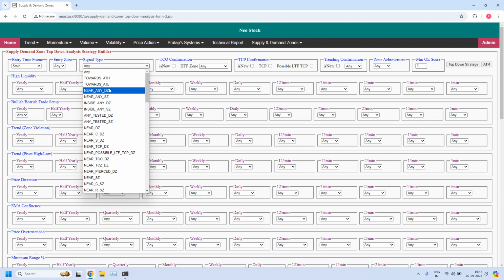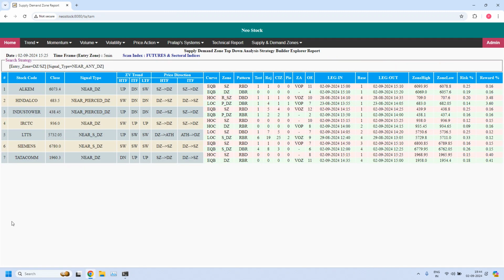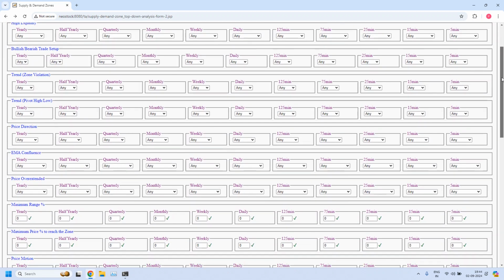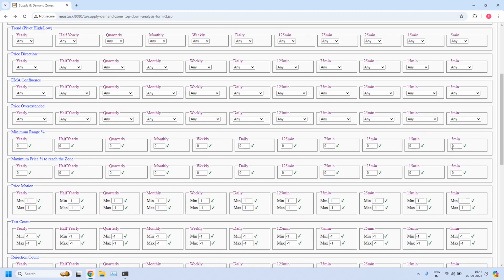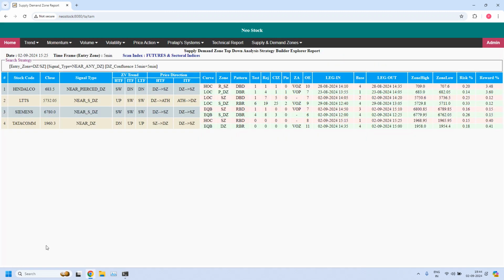Let us find the stocks near 5 minutes demand zone. 7 stocks are filtered. Let's verify how many of these 5 minute zones are having confluence with 15 minute zone. Demand zone confluence, 5 minutes demand zone and 15 minutes demand zone. These 4 demand zones are having confluence, but LTTS is already pierced. You can ignore. Even the first one, Hindalco, is also pierced. Only the last 2 are valid.